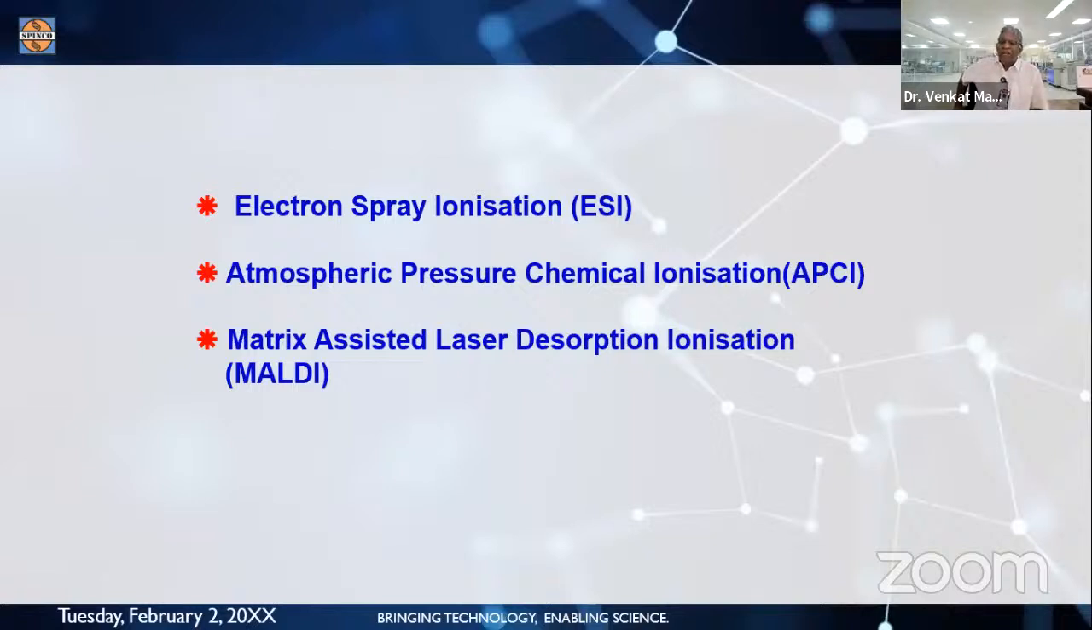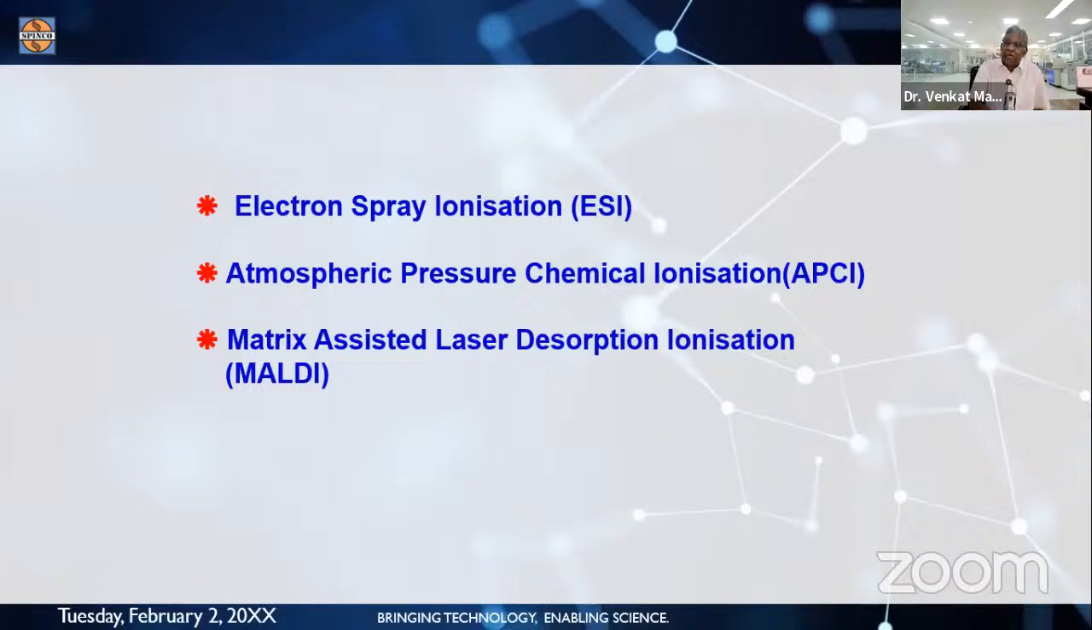The beauty of liquid chromatography mass spectrometry is that ionization and interface are all done simultaneously by two well-known techniques. Electrospray ionization technique. Another is called atmospheric pressure chemical ionization.